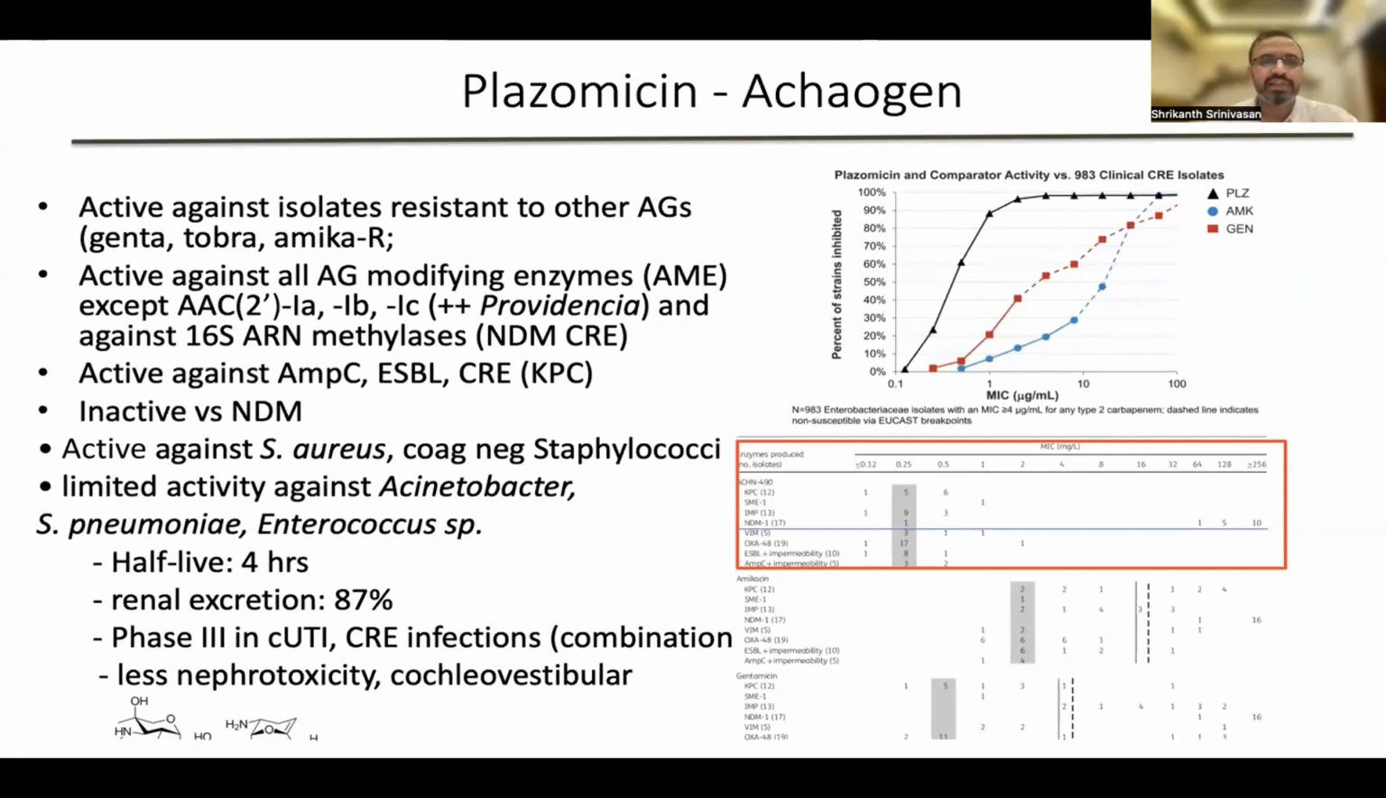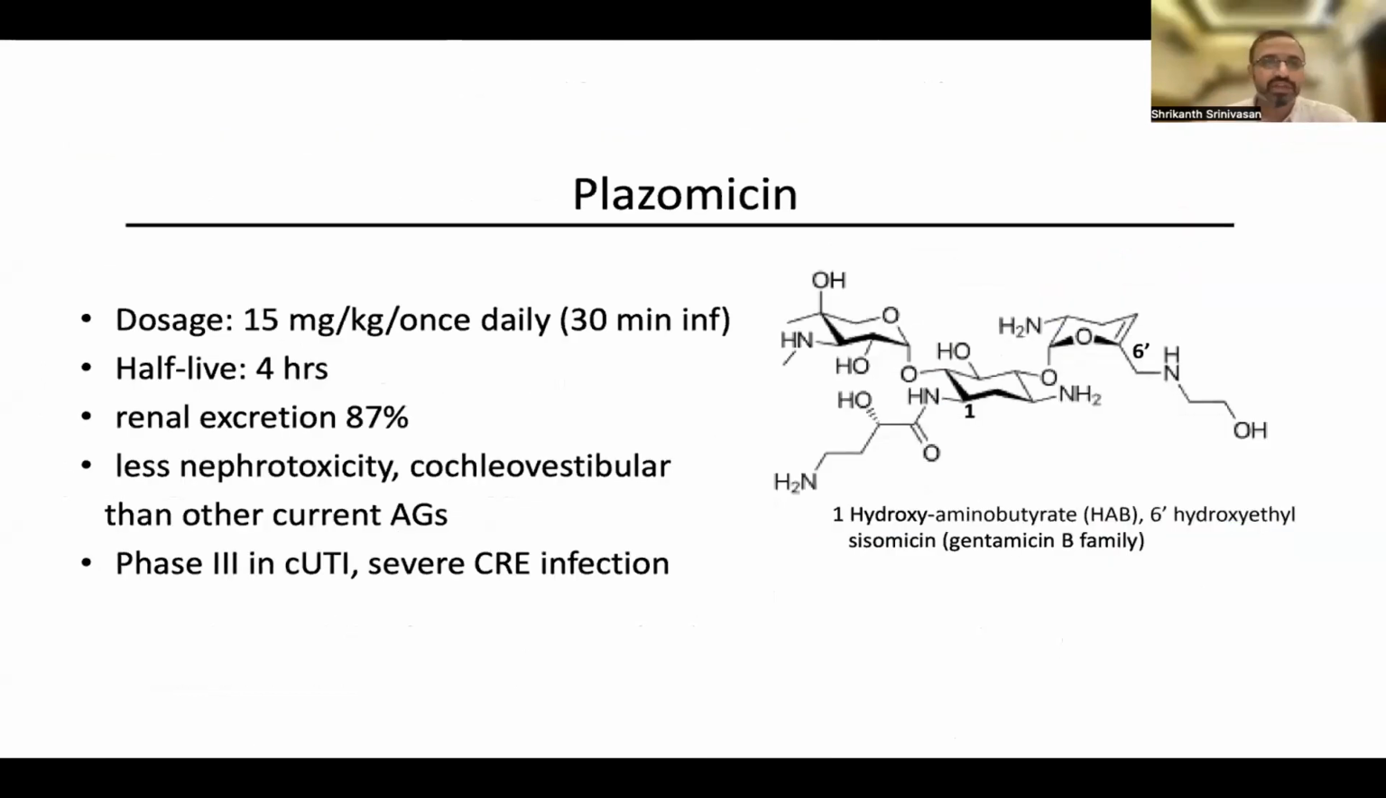Half-life is 4 hours. Renal excretion is 87%. It is less nephrotoxic and less cochleovestibular toxic. So as compared to other aminoglycosides, it has a much better safety profile. And in fact, it is bactericidal as compared to other aminoglycosides, which are predominantly bacteriostatic. So this has a much wider range. Dosage is 15 milligram per kg once a day. Once-a-day dosing is there.